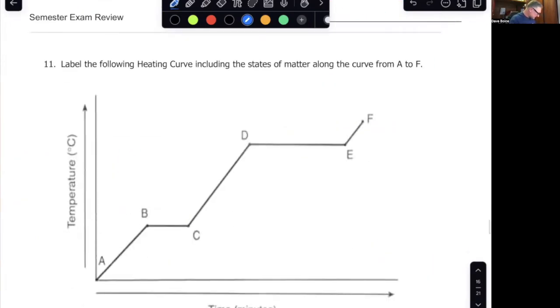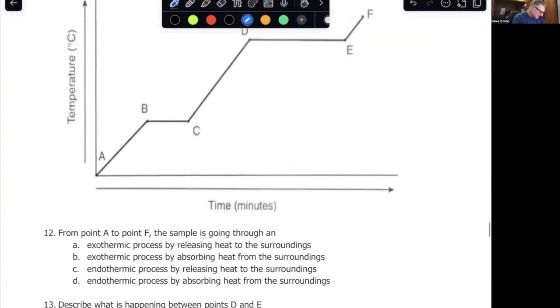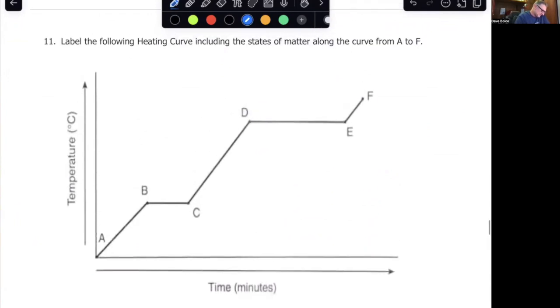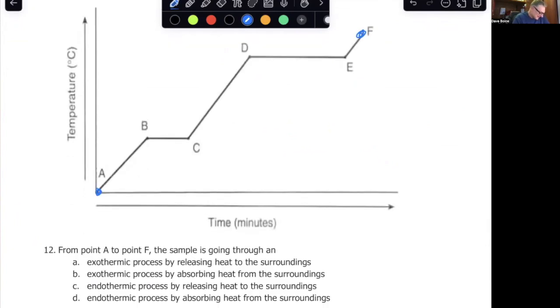Okay. Now let's move on to this chart. This is also super important. So from point A to point F, the sample is going through, and this is a multiple choice, which is great. And what's happening, temperature and energy is going from lower to higher overall. And so this is gaining energy. So endothermic versus exo, gaining, endothermic. So I can rule out A and B because this is not exothermic. Now, if it said F to A, that's different, but it didn't. So this is endothermic. And does that mean it's releasing heat into the surroundings, or does that mean that it's absorbing heat? Well, endothermic by definition means that I am absorbing heat. So there you go.